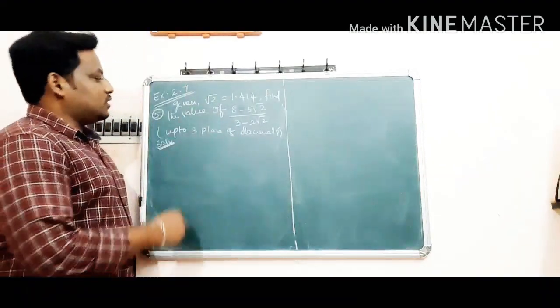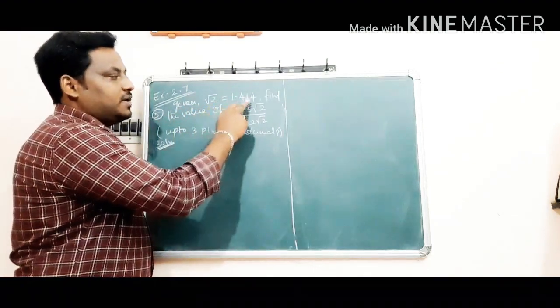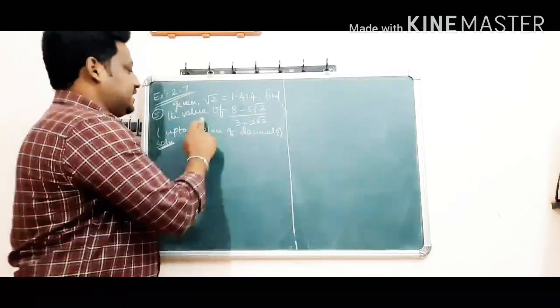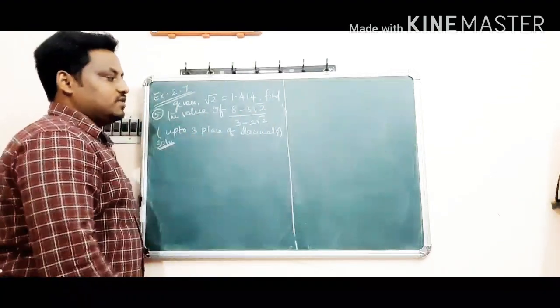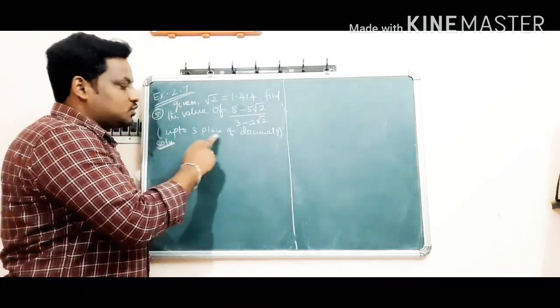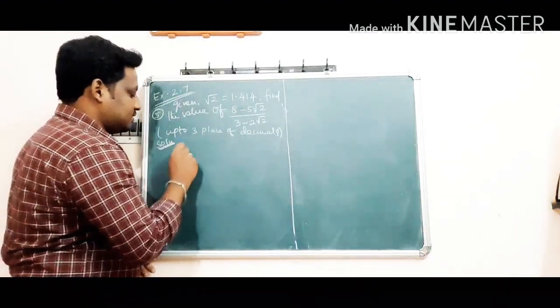So now we move on to the fifth question. Given root 2 value is equal to 1.414. Root 2 value 1.414 is given. Then find the value of (8 minus 5 root 2) divided by (3 minus 2 root 2). You have to write the answer up to 3 places of decimals. Okay. So now what is given?